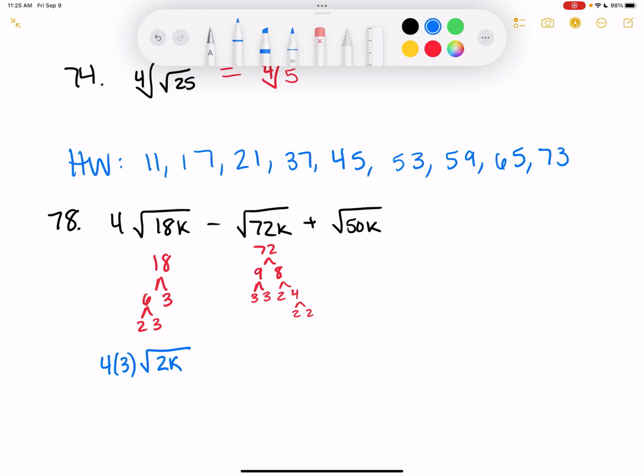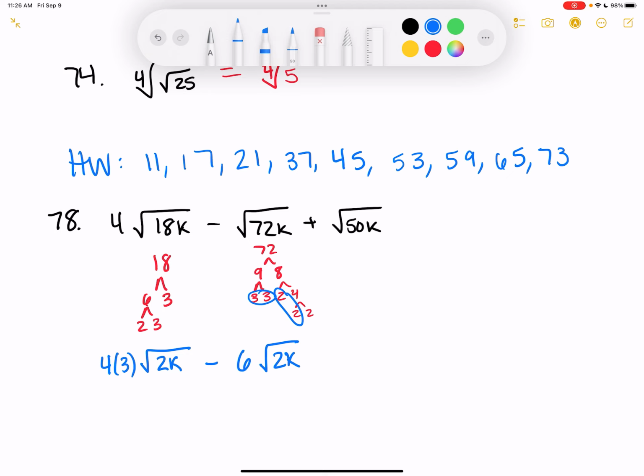I can take out a set of 2 and a 3, so 6. So don't forget the minus sign here. So minus 6 and then the square root of 2k.